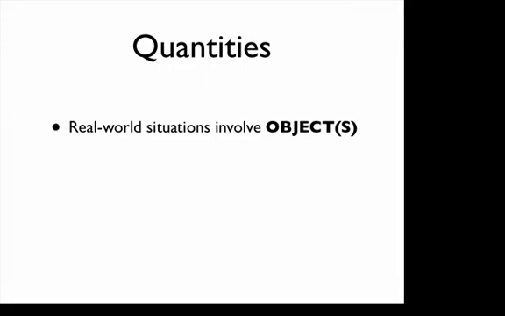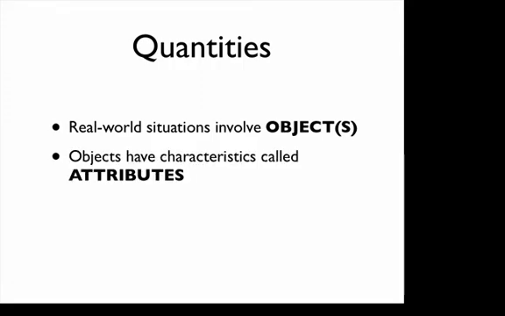Really, the Pathways curriculum is the other way around. We're going to give you a situation and ask, what is the mathematics that we need to model this situation? Because really that's what mathematics is about. It's about modeling what's going on in the real world. So the first thing we want to talk about is that real world situations involve what we're going to call objects. My laptop, me, your hat, the clock, a car, objects. Piece of cake, right? Objects have characteristics. We're going to call those characteristics attributes. Okay? Attributes.